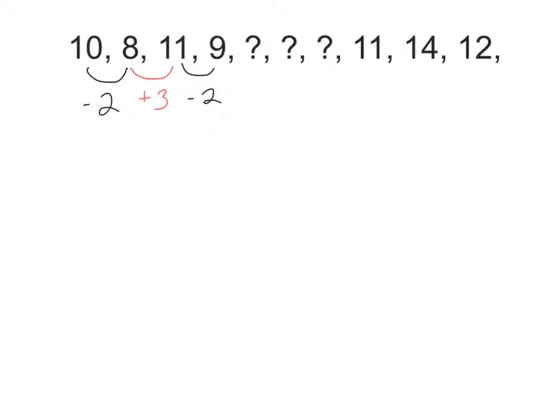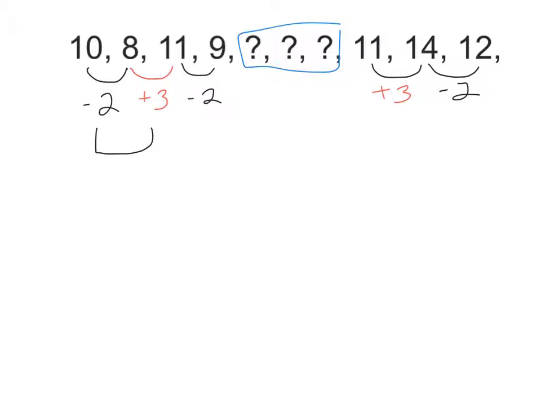Well, I'm trying to solve for these missing values, so let me skip to the end. If I bridge between 11 and 14, I can see that I'm increasing by 3. And if I bridge between 14 and 12, I can see that I'm decreasing by 2. This tells me that I actually have two different patterns in this sequence. I first subtract by 2, and then I add 3 to each term.